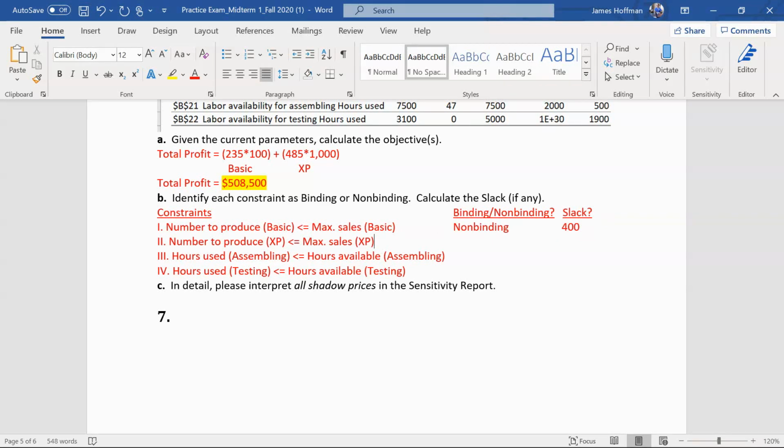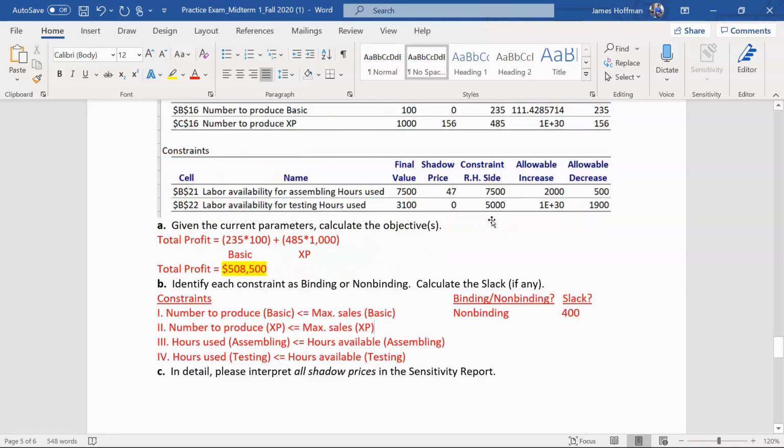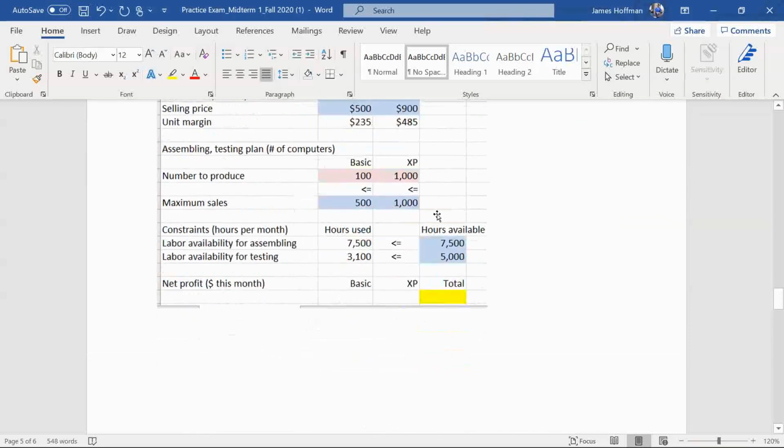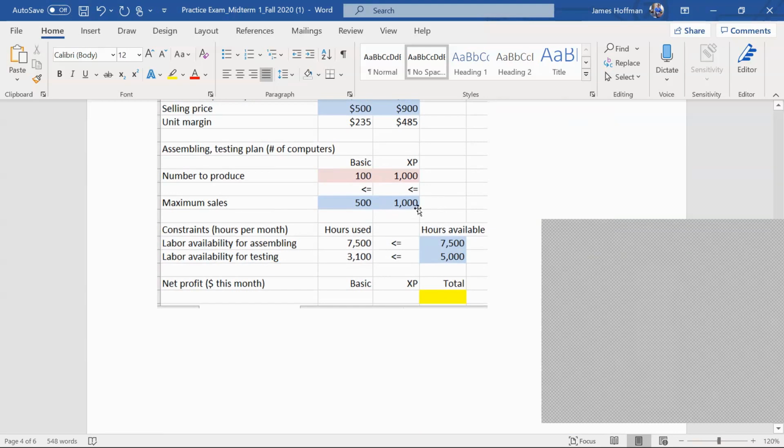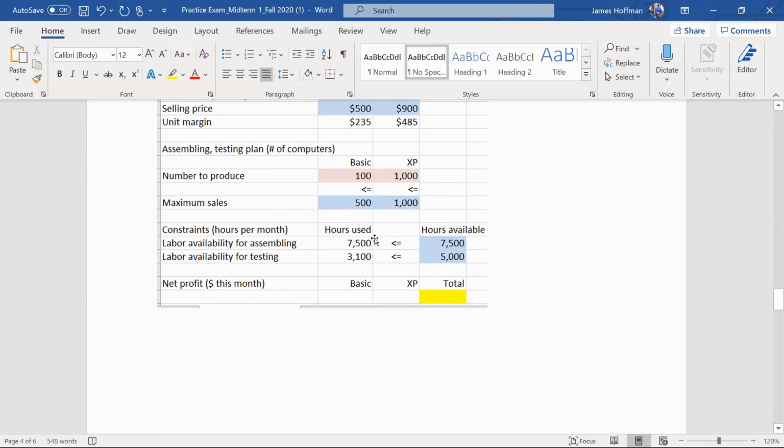Okay, what about the next one? We can look and see. See the difference? So this is important to know, the difference between binding and non-binding. So this one, we were allowed 1,000. We used the whole 1,000. Okay, see, 1,000 was the max. We used all the 1,000, so therefore this is binding, and there's no slack. So there's no difference, right?